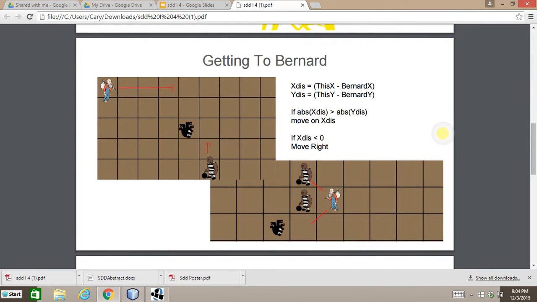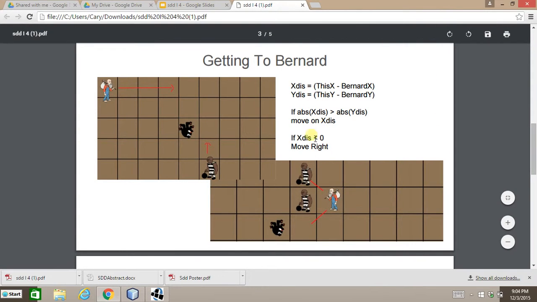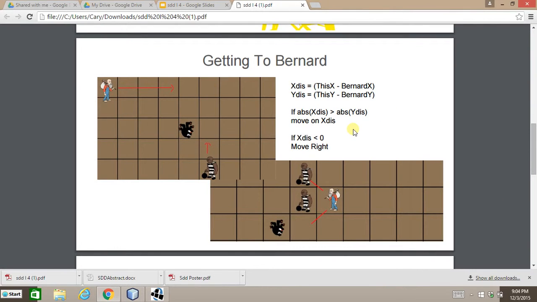So the characters wait for Bernard to be around. And when he gets within 5 squares of them, they become active. And once they're active, they move toward him. This little math formula here is basically the program it uses. It gets the distance from them to Bernard, uses an absolute value to determine which axis to move on, the axis that's greater, and then uses the actual distance to decide which direction. Like if you're above Bernard, then your distance minus his will be a positive distance, and your character will have to move down.